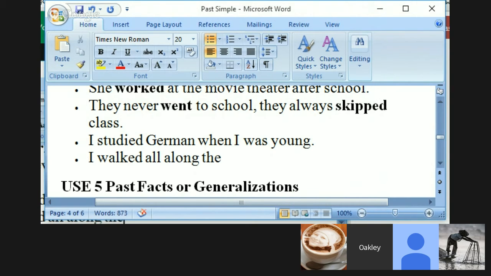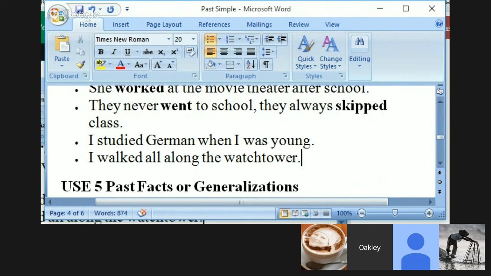Obviously, I do. Yeah, I love Hendrix. The watchtower, one word? Yeah, I think it is. Yes, this one. I walked all along the watchtower. Okay. What else?